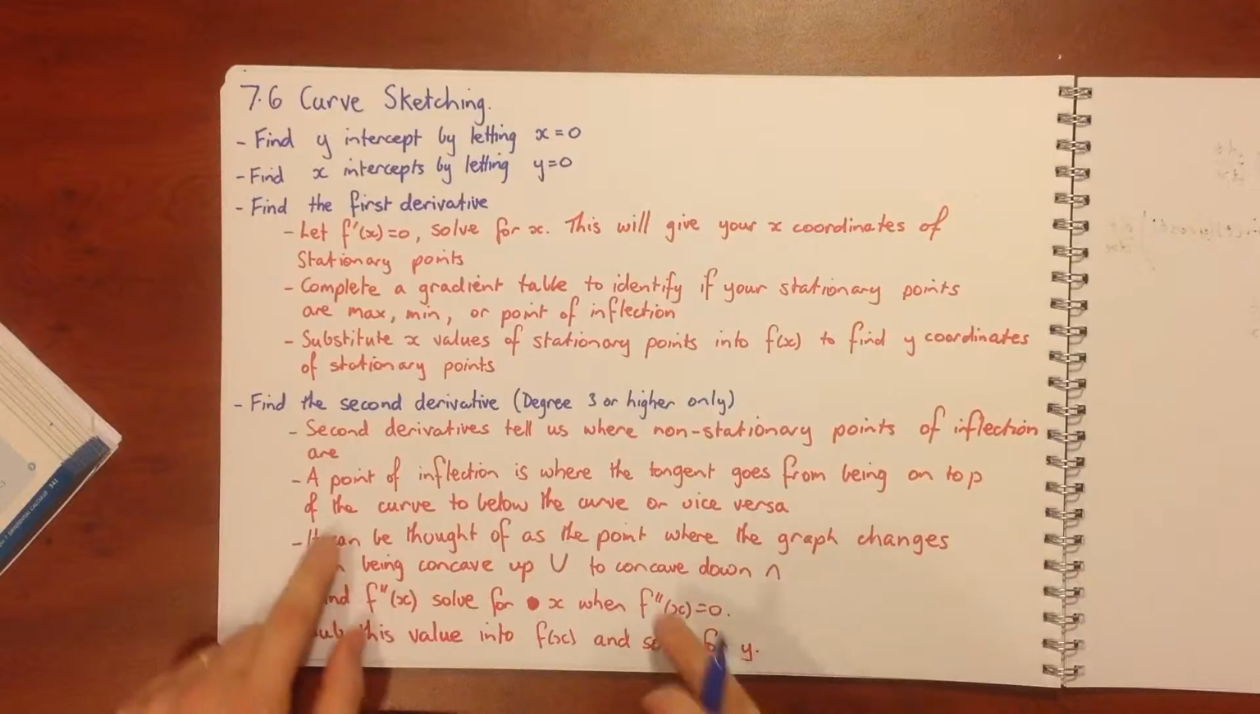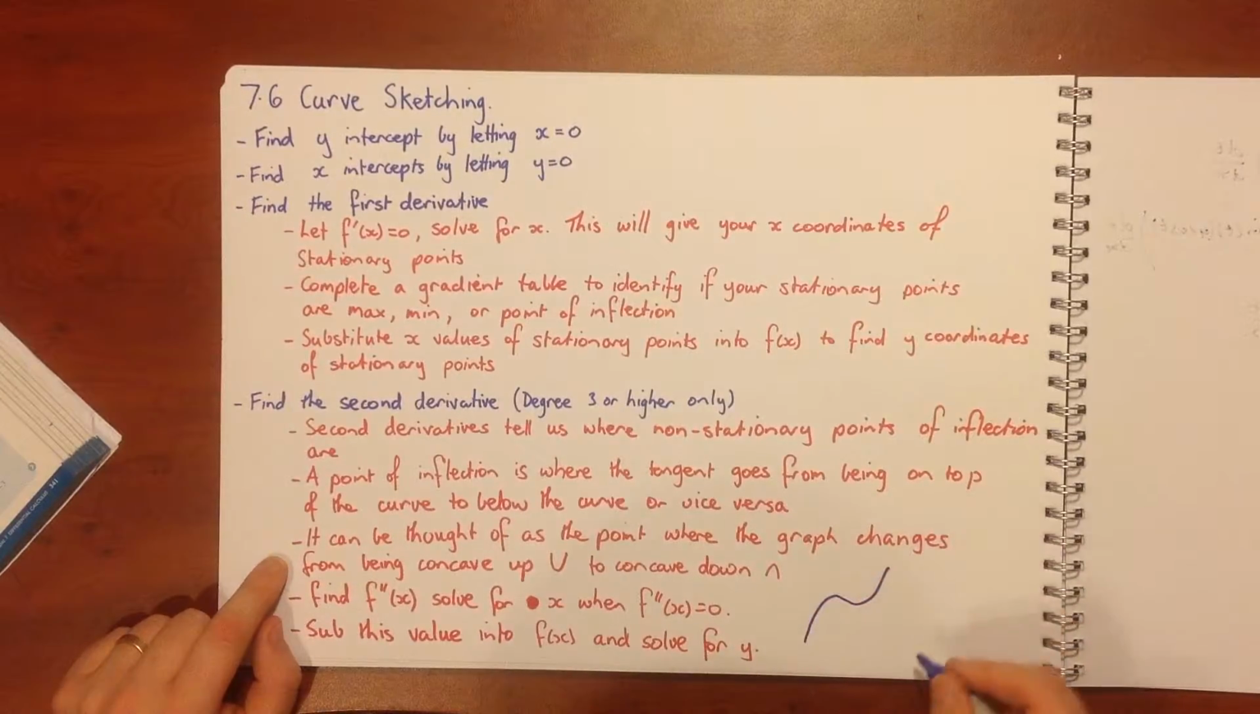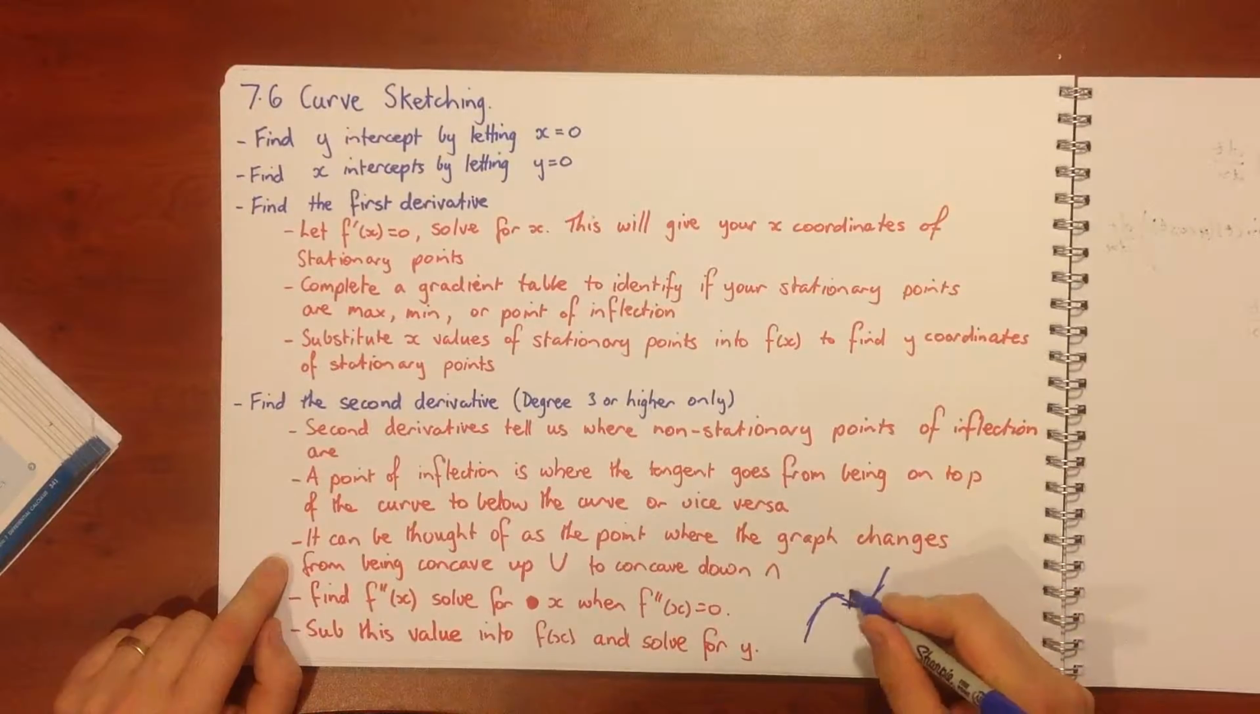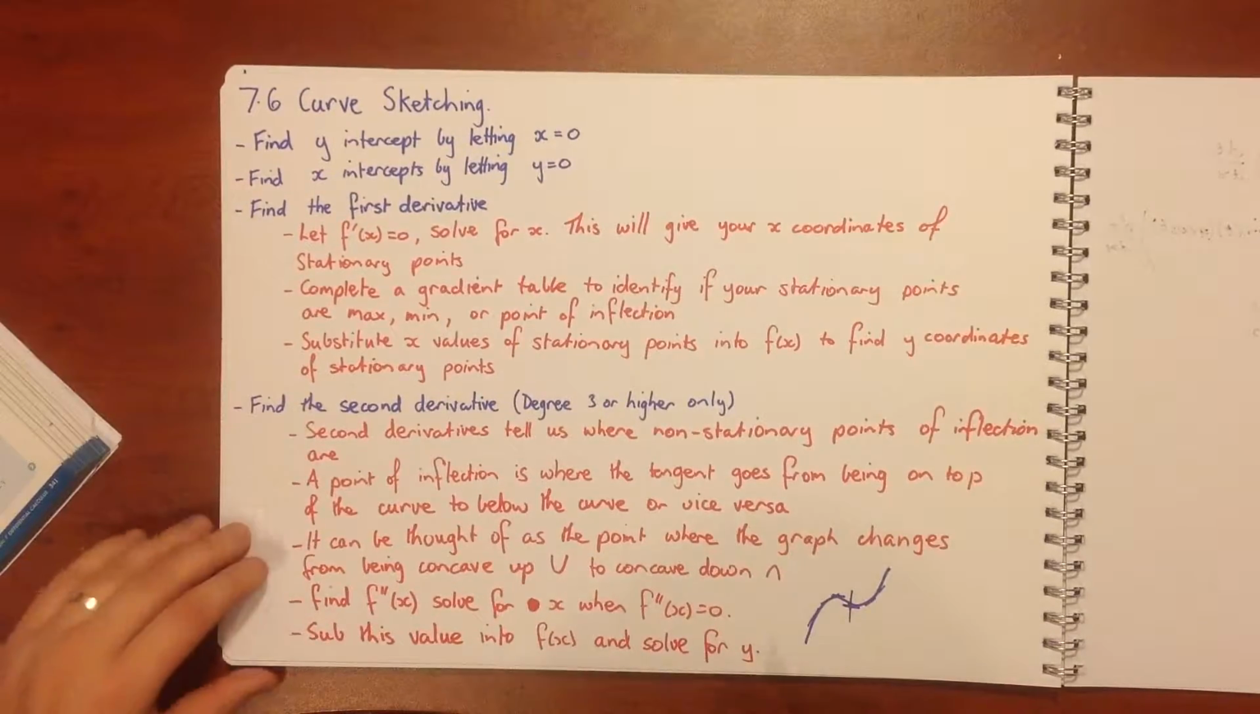What we mean by this is, if we've got a graph like this, our tangent is above our curve, above our curve, above our curve. But at some point in the middle, we're going to switch and our tangent's going to be below our curve. So our non-stationary point of inflection is this point in here, where it switches from being on top to being below. This is our tangent to our graph.